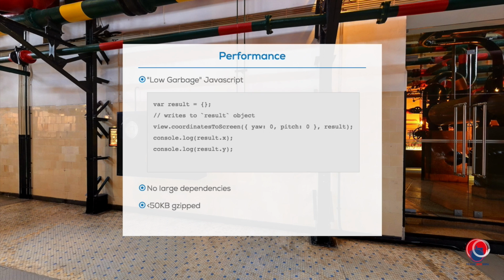So a few notes about performance. We're trying really hard to make the performance as good as possible, using a lot of JavaScript tricks to do it. And of course, having good performance also means trying to keep the size low so that it loads fast. Marzipano is currently around 50 kilobytes when gzipped, which is quite reasonable.